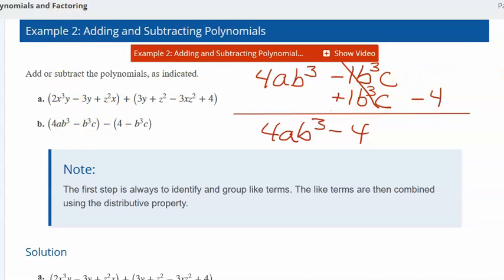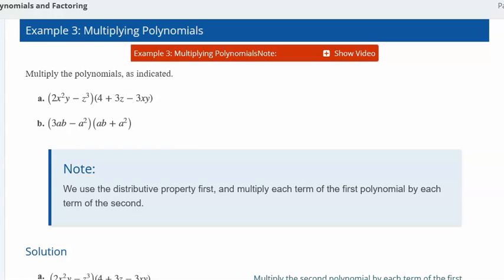Let's go on. Now, in example 3, we're going to do multiplication. So the protocol for this is to take the first term here and multiply it by this term, and this term. Then take this term, multiply it by this, and by this, and you get a string of numbers, and then you're just going to group your like terms.